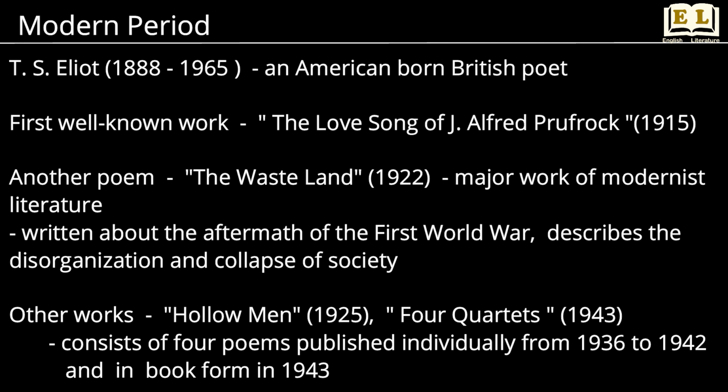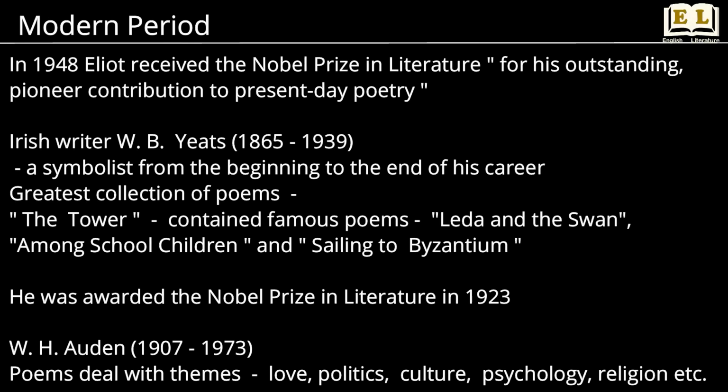Four Quartets consist of 4 poems published individually from 1936 to 1942 and in book form in 1943. In 1948, Eliot received the Nobel Prize in Literature for his outstanding pioneer contribution to present-day poetry.